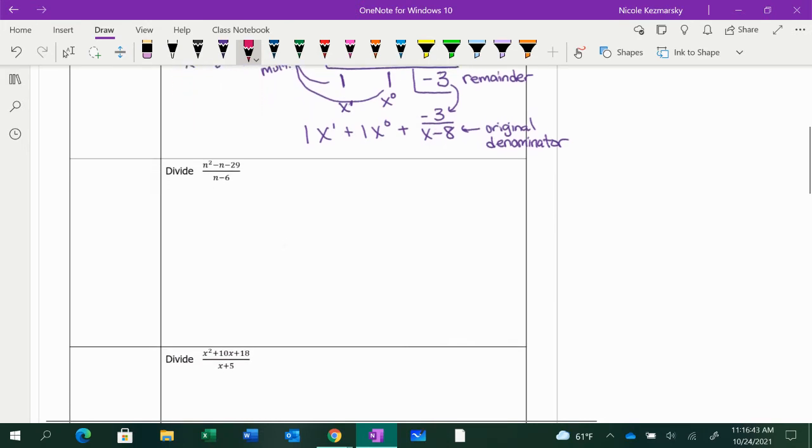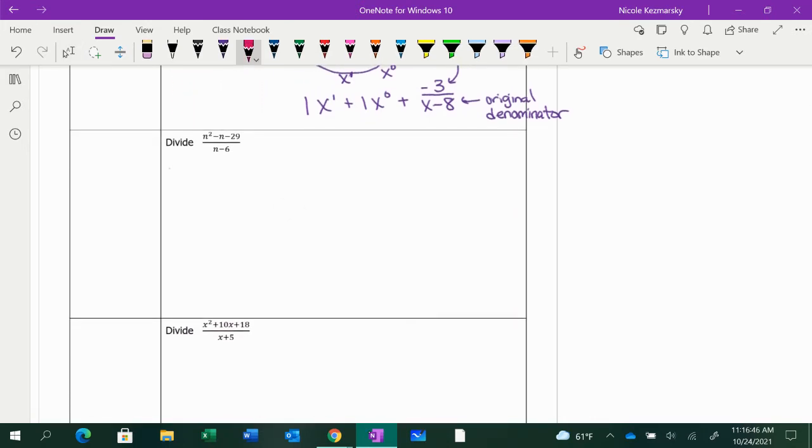So for the next example, I'm going to take the n minus 6 and set it equal to 0, and I'm going to solve it. So I'm going to add 6 and get n equals 6. Then I'm going to take the 6 and put it just outside the upper left-hand corner of this box. And I'm going to put the coefficients of the numerator across the top of the box. So 1n squared minus 1n minus 29.